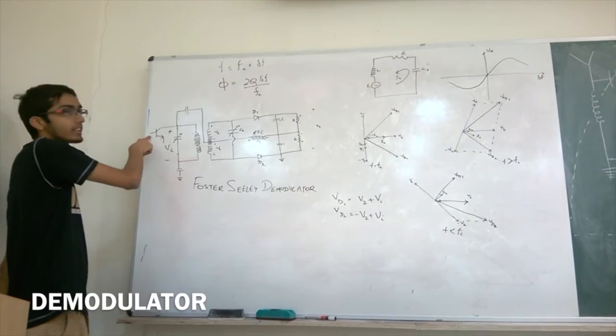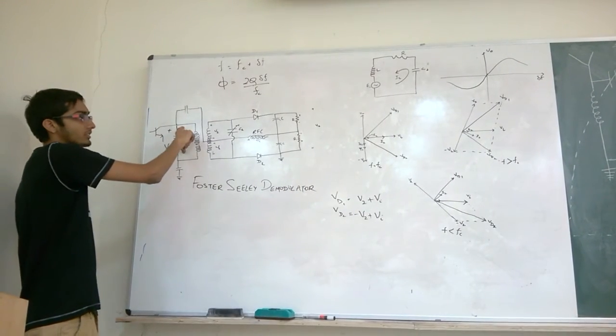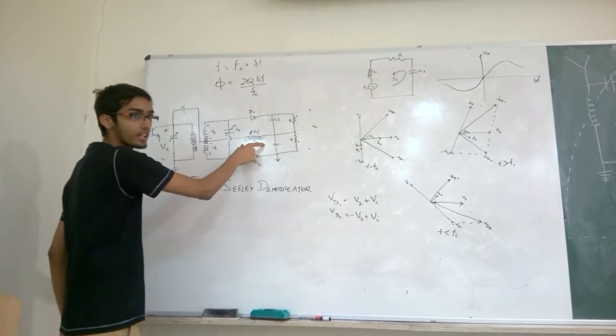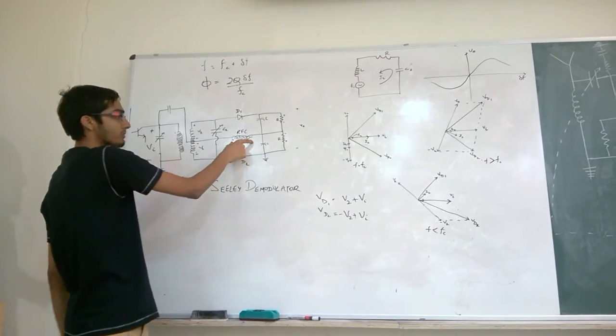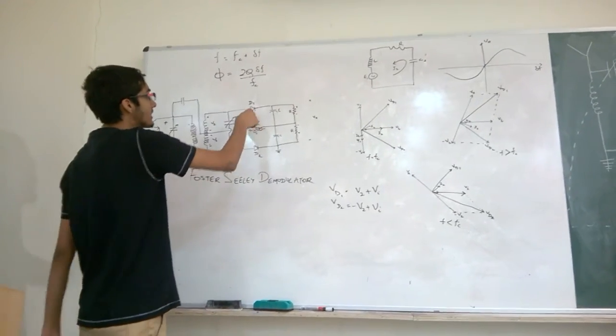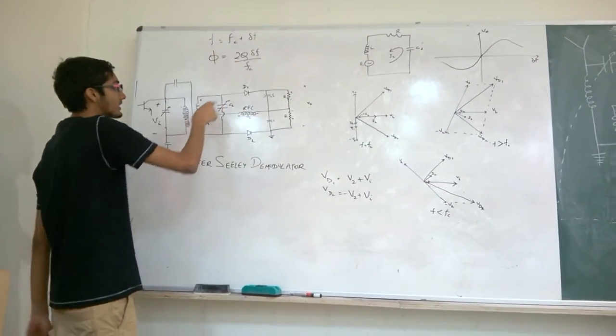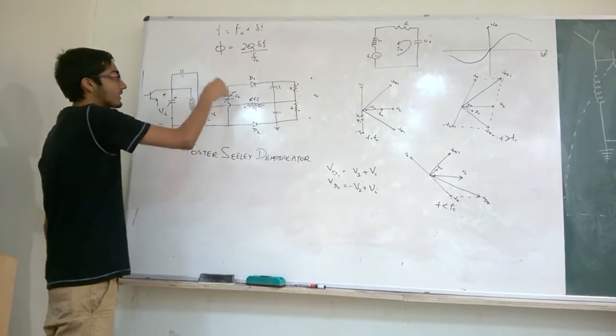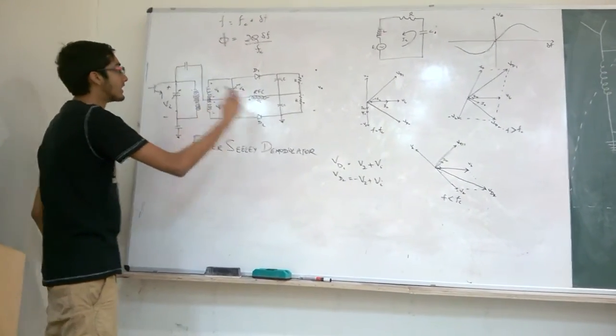As you can see here, we take the input plus minus Vi across this capacitor. This is a radio frequency choke which has a reactance which is very high at the given frequency, so the potential drop across this is equal to Vi. Here we have two diodes D1 and D2. Here is a tunable capacitor which gives a natural frequency to this entire circuit.